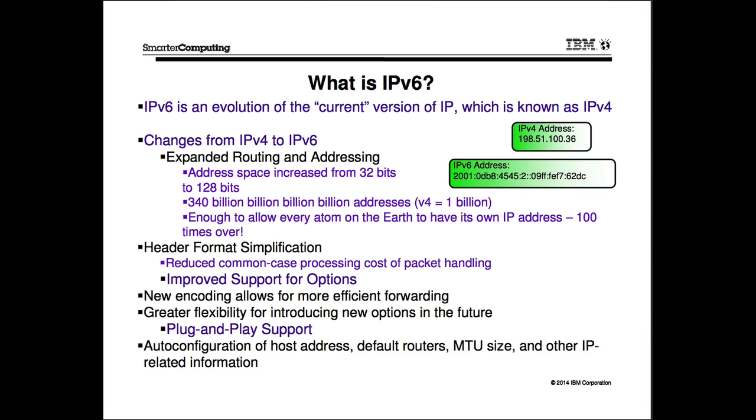IPv6 gave us a chance to do a do-over in defining IP. We learned lessons in IPv4, so we did something better with IPv6. For example, the header format is simplified to make the green path, or the most common case, packet processing quicker. It includes improved support for options. It also encodes the headers more efficiently. It allows forwarding to be more efficient.